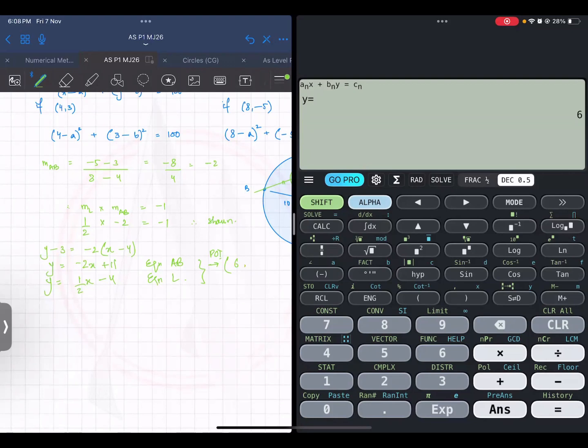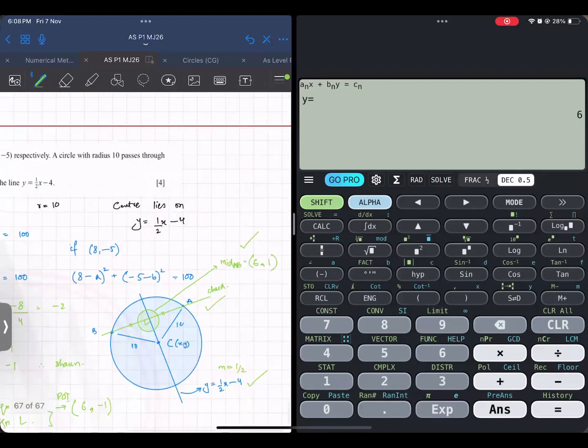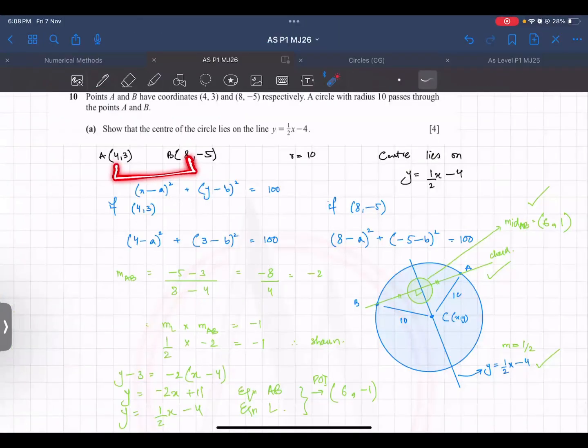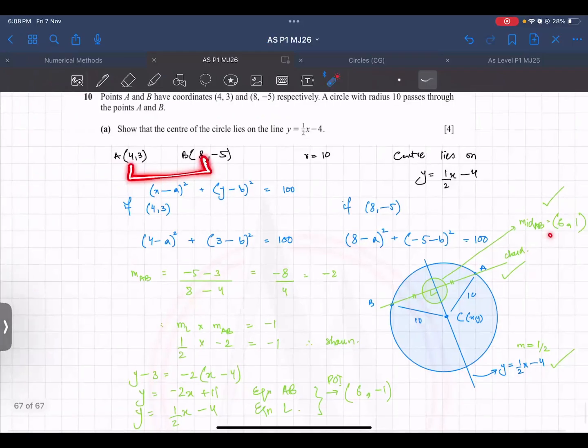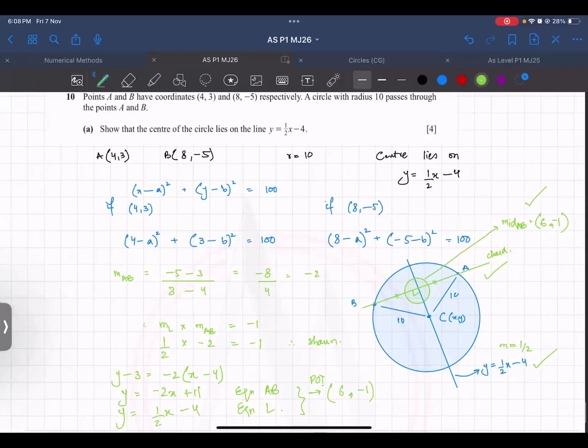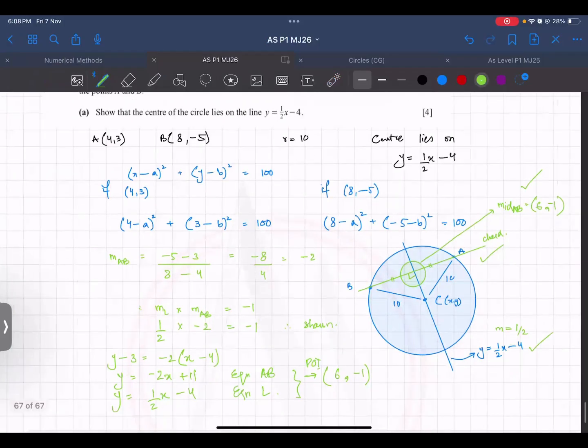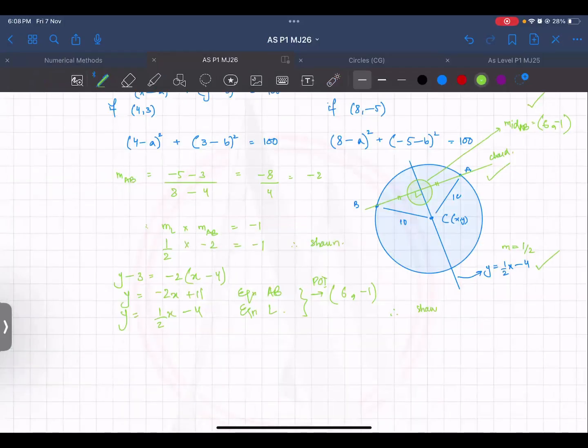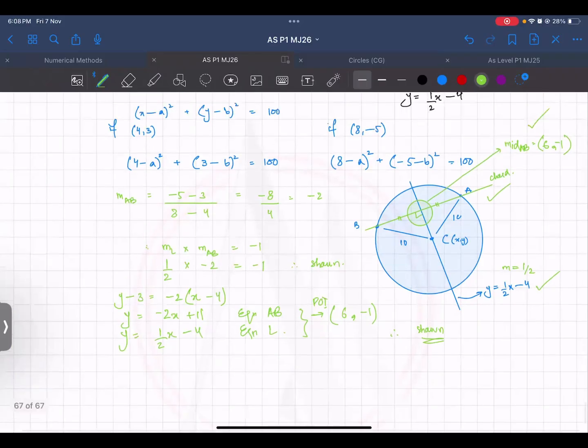And over here as well, we found the midpoint. Midpoint was, I think I found there's a mistake in finding midpoint. X plus x, 12 upon 2 is 6. Okay. And 3 plus -5 is -2. Okay. -2 upon 2 is -1. And now you will say therefore shown that the line is passing through center.